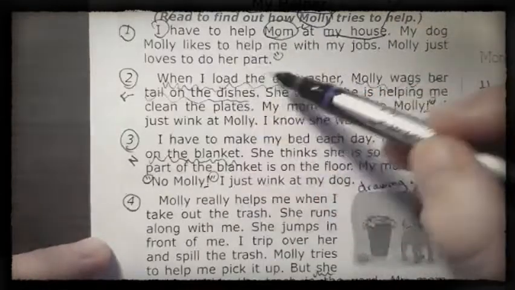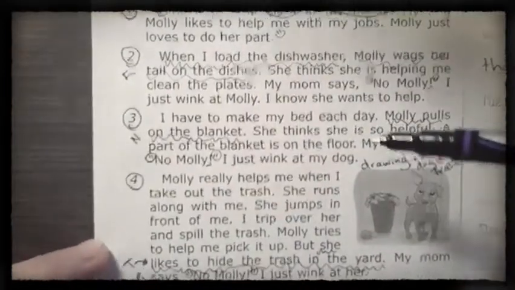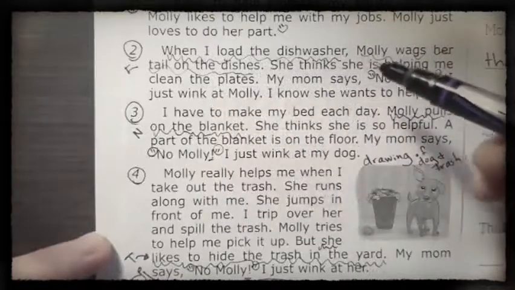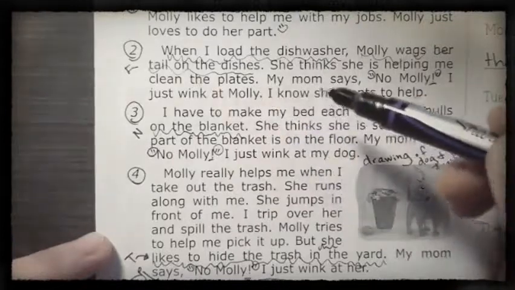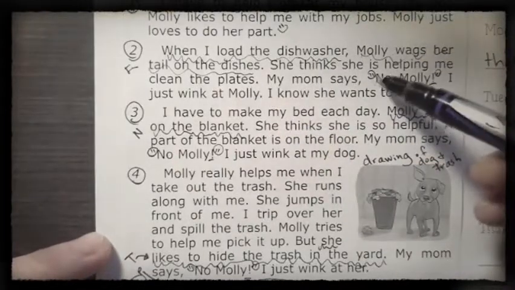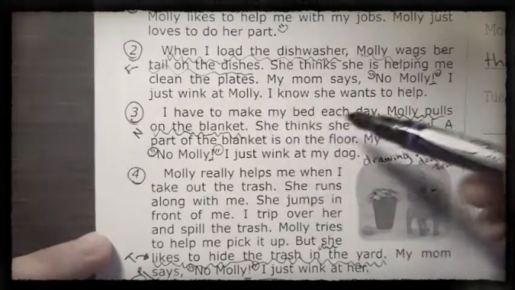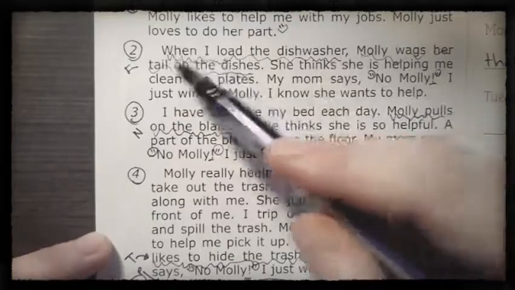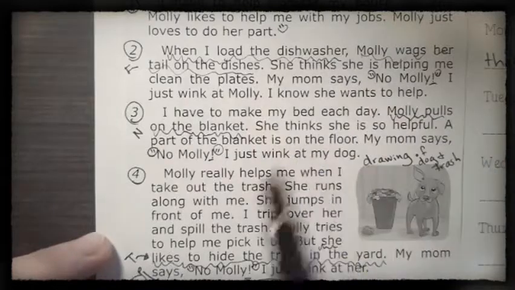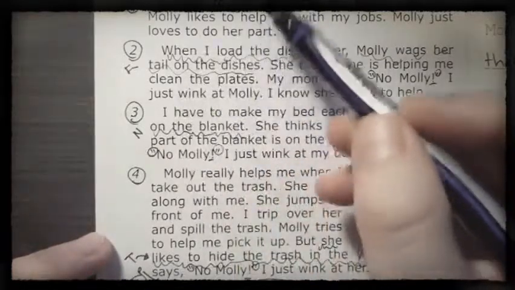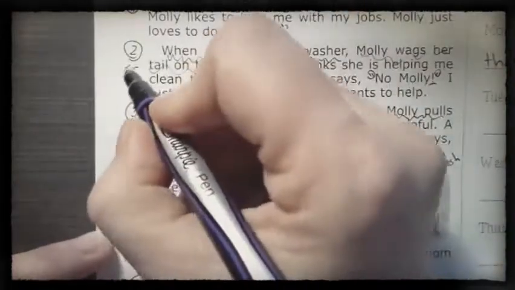My dog, Molly, likes to help me with jobs. Molly just loves to do her part. Smiley face. When I load the dishwasher, Molly wags her tail on the dishes. She thinks she is helping me clean the plates. My mom says, "No, Molly." Oh, that's dialogue, so I circled the quotation marks. I just wink at Molly. I know she wants to help. I think this one, I load the dishwasher, Molly wags her tail on the dishes, would be our first thing that happens. We could have picked something up here, but I think this is our first. So I'm going to label it with an F over here.